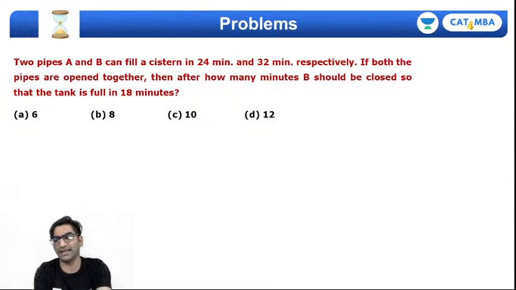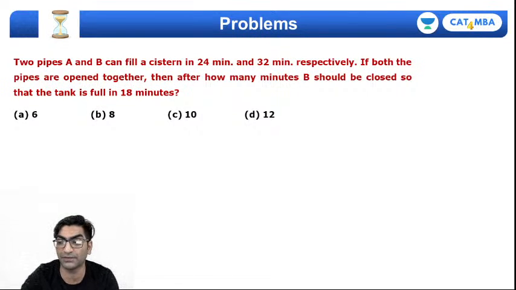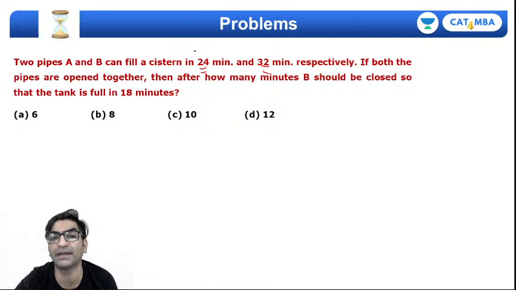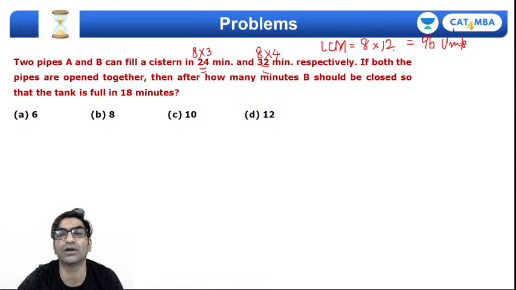अच्छा, ये वाला question try कीजिए. 2 pipes take 24 and 32 minutes respectively to fill a tank, right? तो 24 का multiple और 32 का common multiple चाहिए हमें. LCM क्या आएगा यहाँ पे? Remember 24 is 8 3s are 24. This is 8 into 4. तो LCM जब लेते हैं तो 8 common आ जाएगा और 3 और 4 का LCM तो 12 होता है, तो 8 into 12 हो जाएगा LCM, right? Which is 96 units. So you assume the work to be 96.